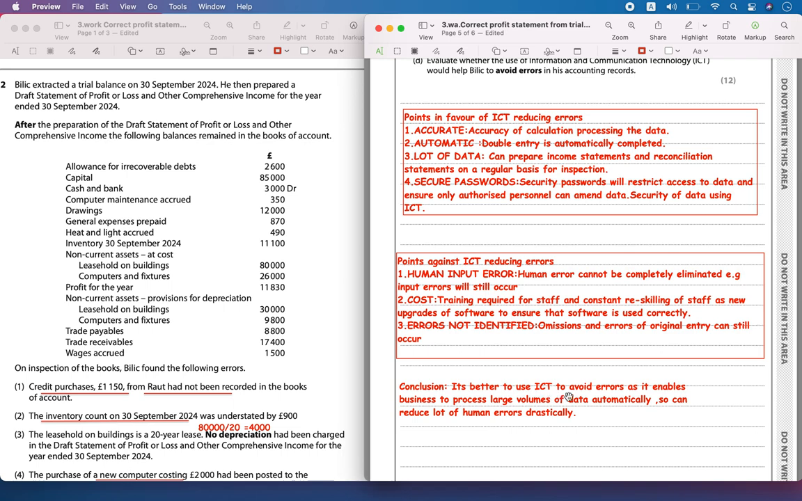So in conclusion, it is better to use ICT to avoid errors, as it enables the business to process large volumes of data automatically, and so it can reduce a lot of human errors.